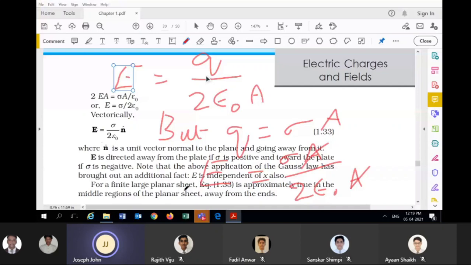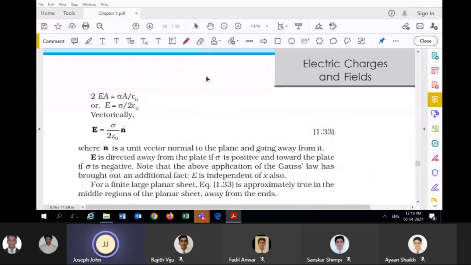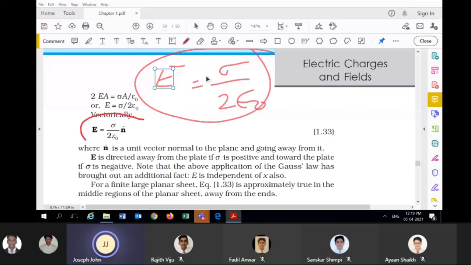Put it in a box. Can you write it vectorially also, please? Vectorially or in vector notation. Main formula is this one: E is equal to sigma by 2 epsilon 0. Put in a box. Don't forget the formula, please. In vector notation, you can write E is equal to sigma by 2 epsilon 0 into n cap, where n cap is a unit vector.